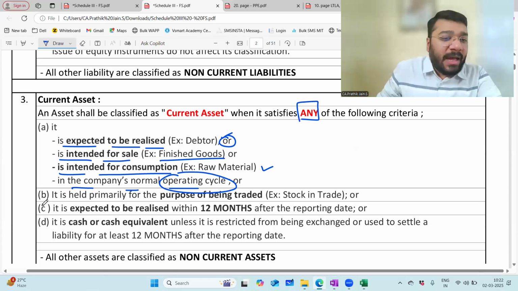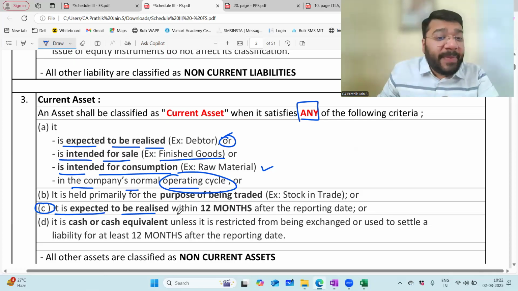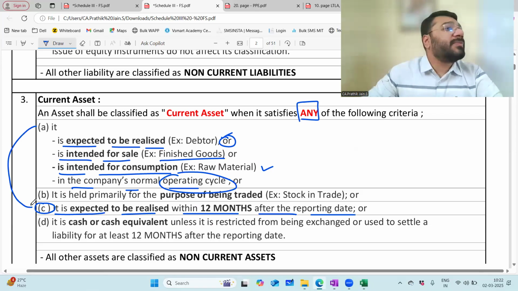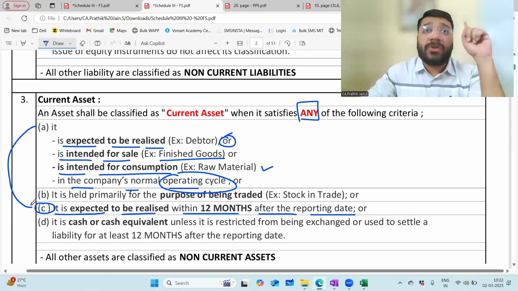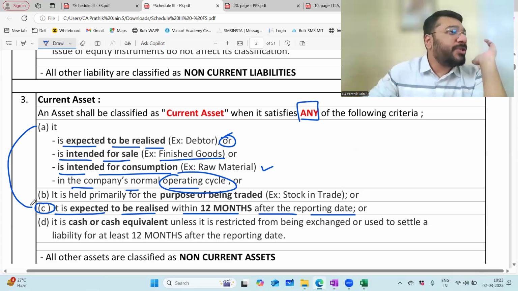Okay. I'll directly go to point number C. An asset shall be classified as current asset when it satisfies any one of the following criteria, which is if it is expected to be realized within 12 months after the reporting date. So can I say it is point number A or point number C, whichever is higher? The same logic that I applied in current liability, we apply here as well. If you've understood current liability properly, it is just copy paste of current liability. It is just that a few words here and there are changing. Any problem?